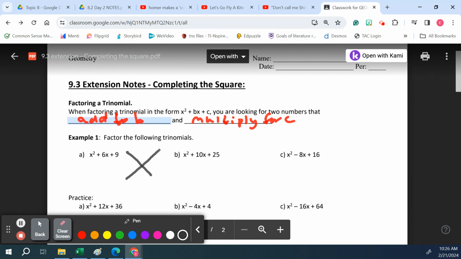Okay, so here I'm going to put 6. This is my b value, and this is what adds together. Here I'm going to put my c value, 9. This is my c value, and this is what multiplies together. So now the question here is, what two factors of 9 are going to add up to 6? Two factors of 9 that add up to 6.